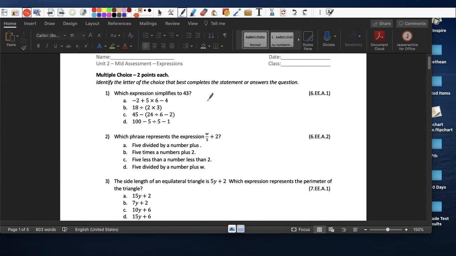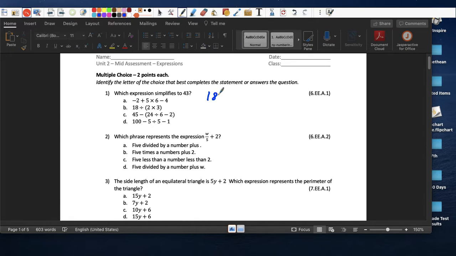So the first one, negative 2 plus 5 times 6 minus 4. So order of operations, I have to do multiplication first. So I get negative 2 plus 30, because 5 times 6 is 30, right? Positive, minus 4. Now, if you look at this, there's no way this is going to equal 33, right? Because negative 3 plus 30, and then minus 4. It's not going to get to 33. So I know A is not it.